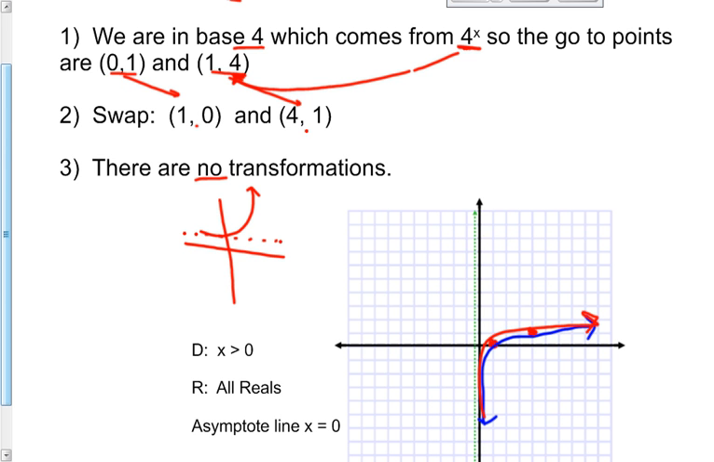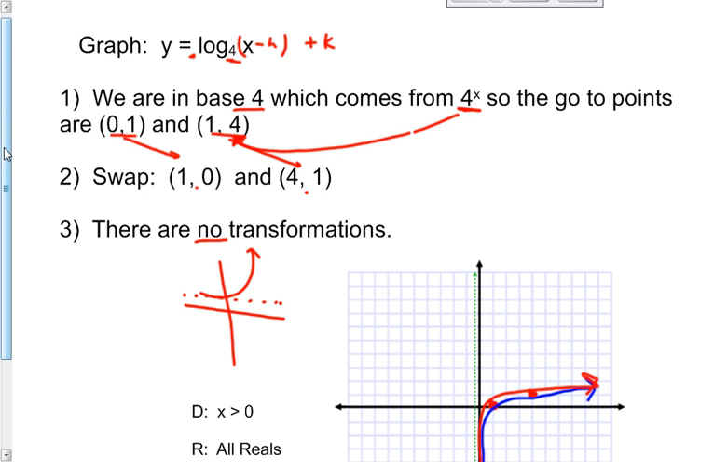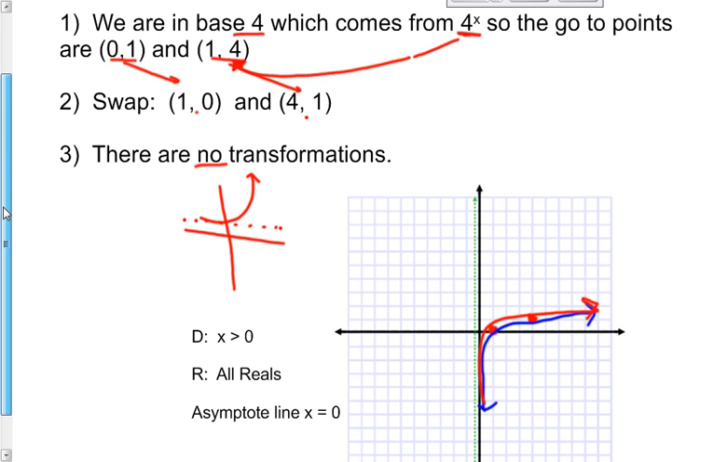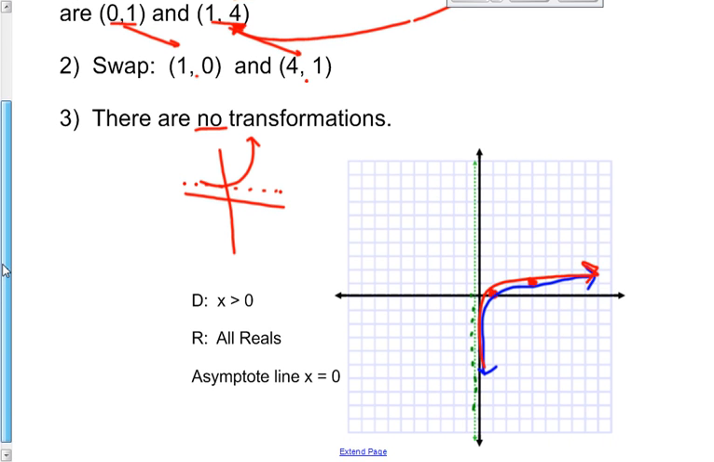The asymptote line is no longer horizontal, it is now vertical. And your vertical asymptote line comes from what you see on the inside, the h value. And since we had no h value, we assume 0. So our vertical line is up and down in green here at x equals 0.